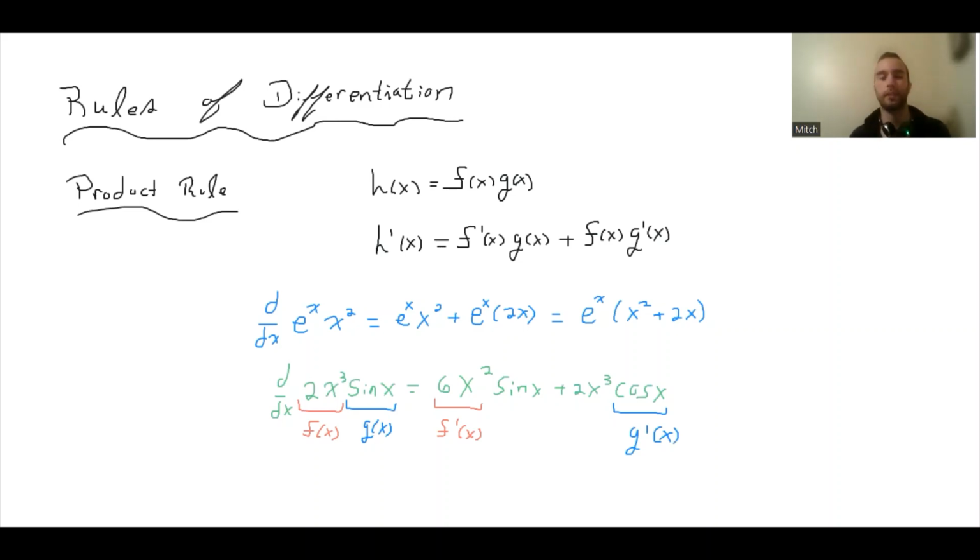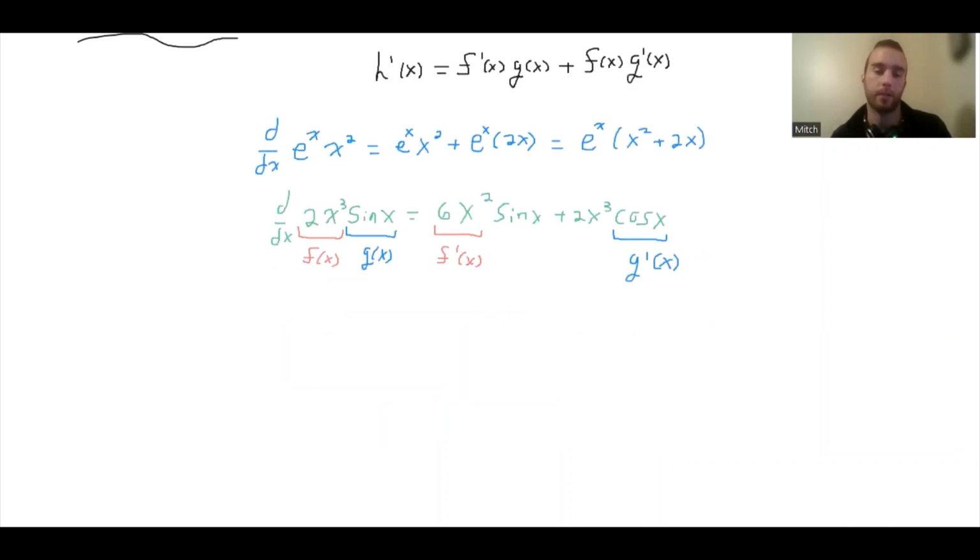So this is the idea that we're doing with the product rule. We're just recognizing we have some function multiplied by another function, and so we're taking the derivative of that first one, multiplying it by the second one, and then adding the first one untouched multiplied by the derivative of the second one. That's the basic idea here.